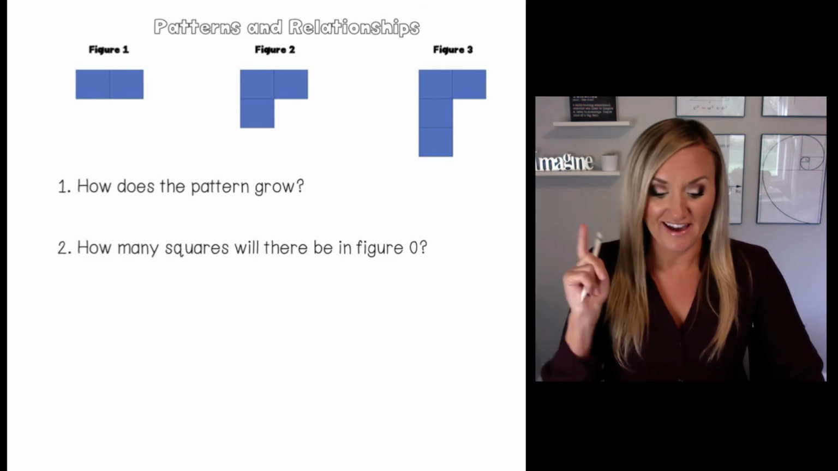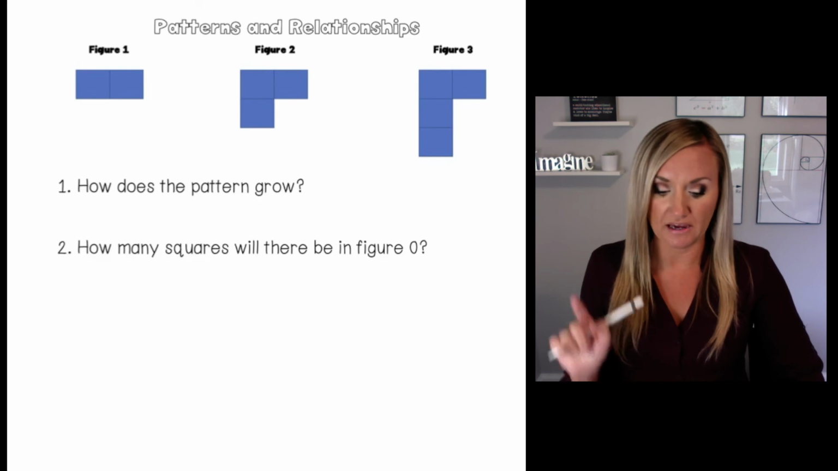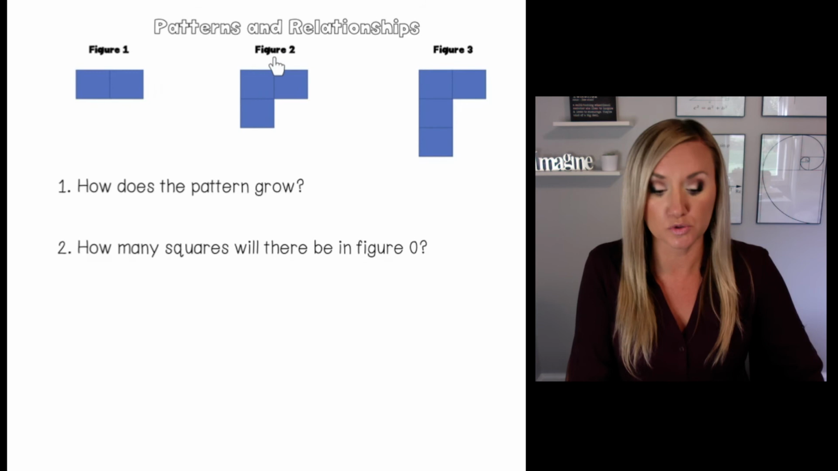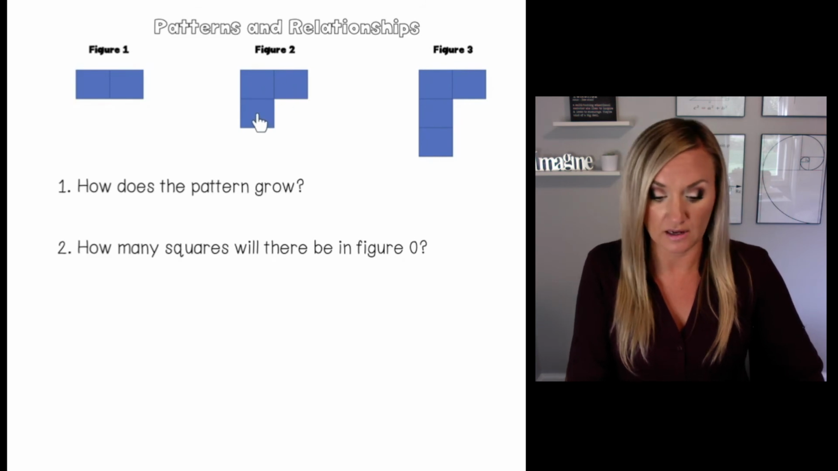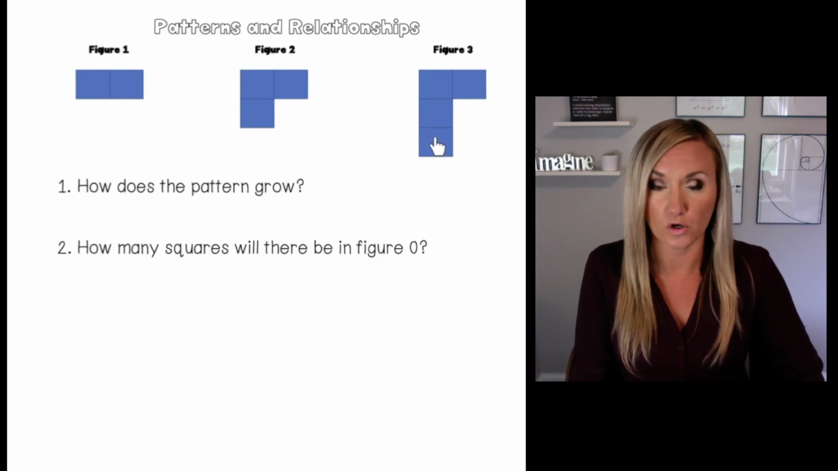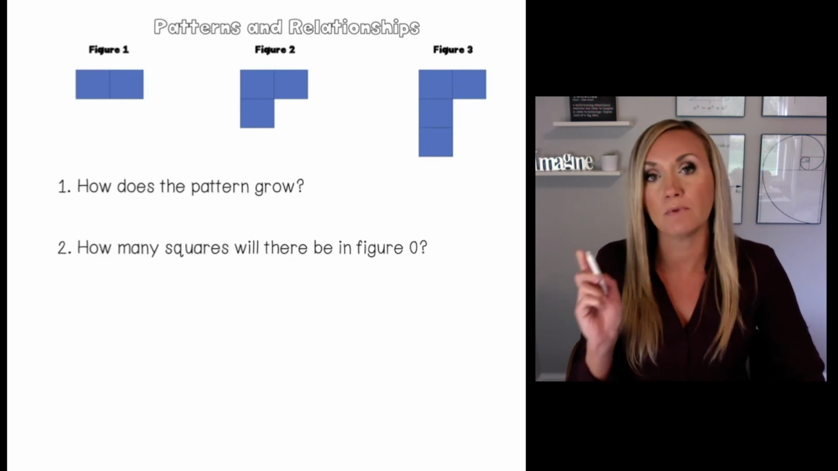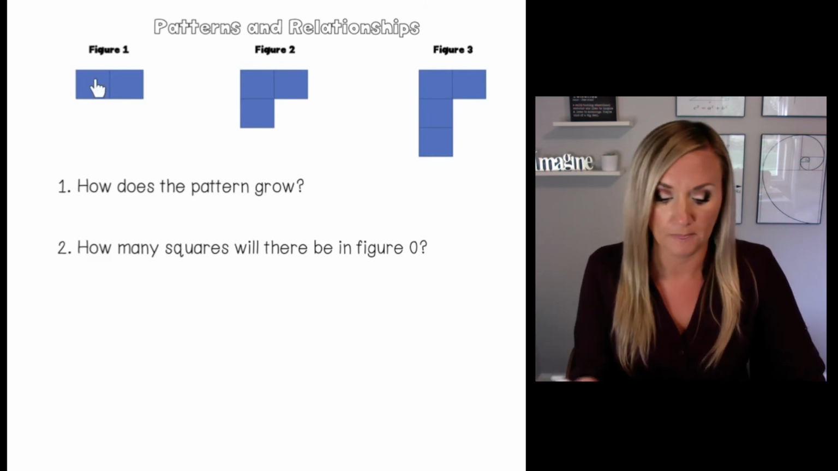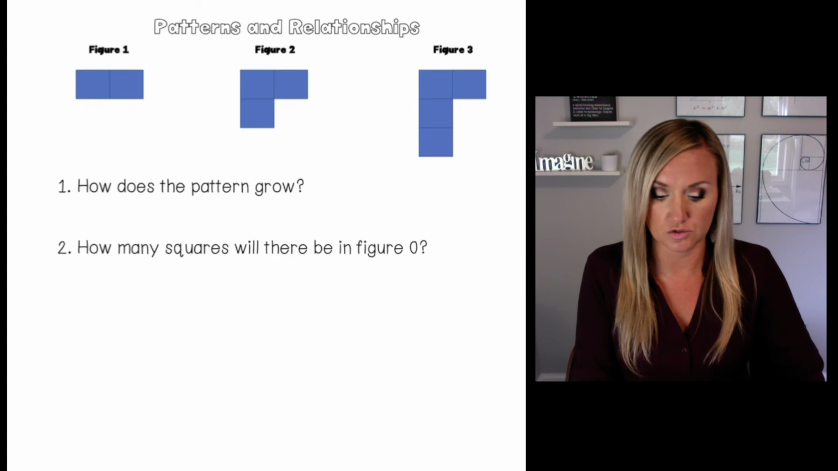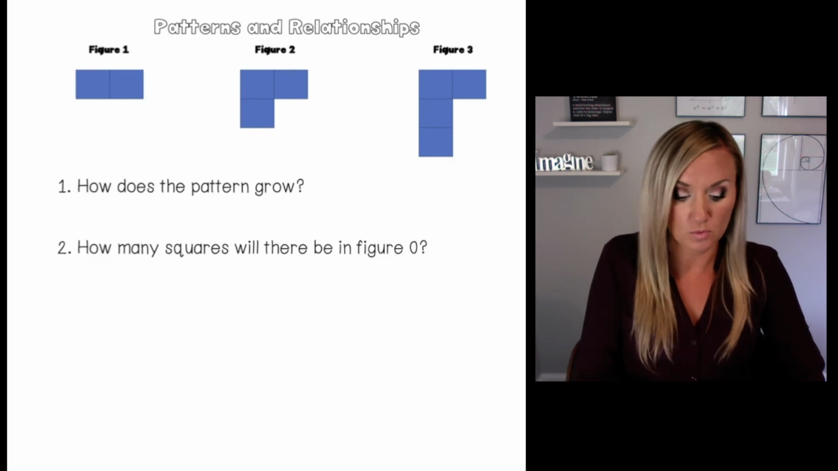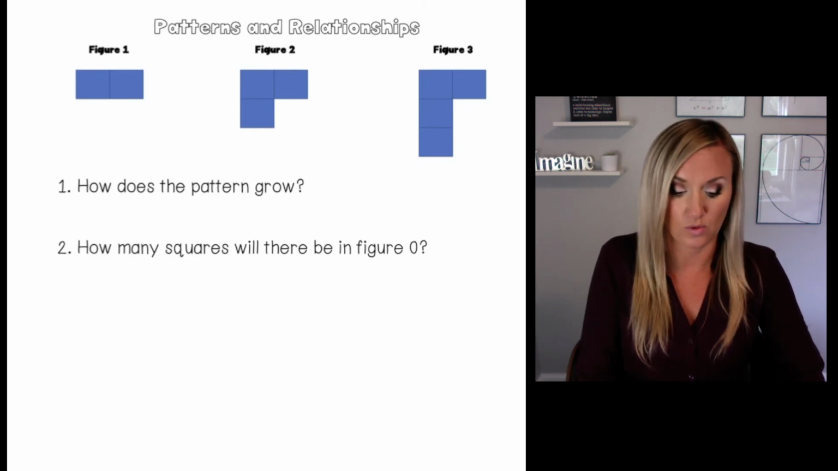All right, welcome back. Let's take a look. How is this pattern growing? Well, we're going from figure 1, I have 2 blue squares, to figure 2, I have 3 blue squares, and figure 3, I have 1, 2, 3, I have 4. So it looks like I'm gaining 1 each time, but we want to be more specific instead of just saying it's getting bigger by 1. So it was straight across, straight across, straight across, and each one is an additional square going down.